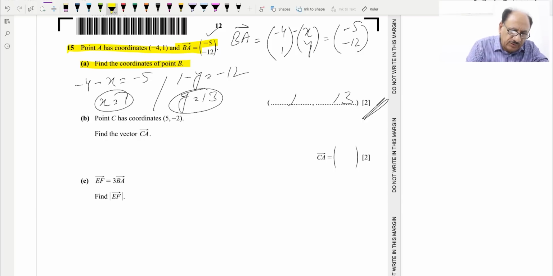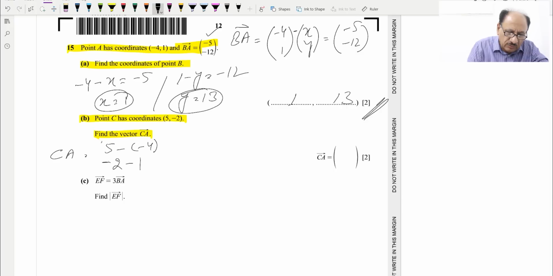Next, for B part, they are saying point C has coordinates 5 and -2. Find the vector CA. So for CA, what we can do is we will take coordinates of A and minus coordinates of C. So basically this will be -9 and 3, and what else we are requiring?